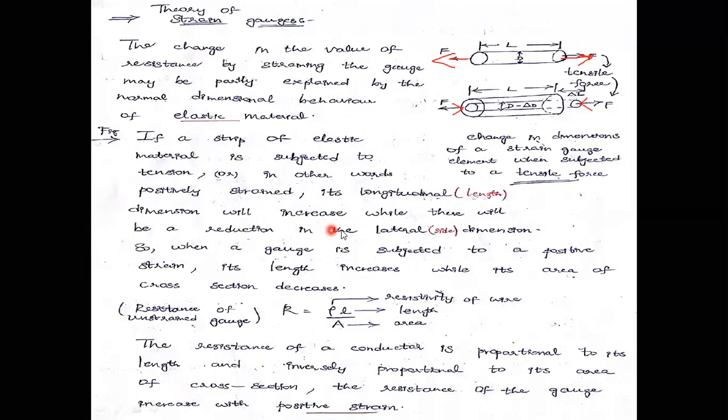Length dimension will increase while there will be a reduction in the lateral, that is the sideways dimensions. Lateral means side dimension. So when a gauge is subjected to a positive strain, its length is going to increase while its area of cross section is going to decrease.